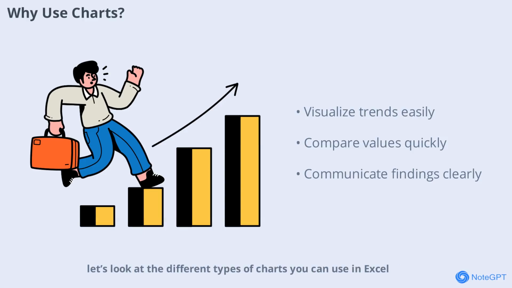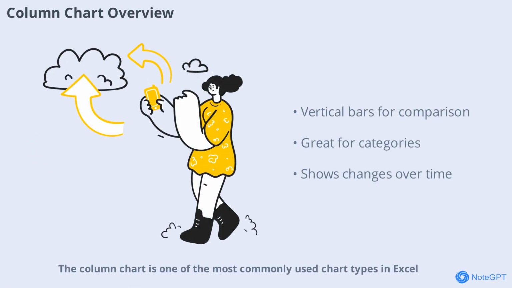Now, let's look at the different types of charts you can use in Excel. Column chart is one of the most commonly used chart types in Excel. It displays data as vertical bars, making it easy to compare values across different categories. For example, you might use a column chart to show sales figures for different products or months. The height of each bar represents the value, so you can quickly see which category is the highest or lowest. Column charts are ideal for showing changes over time or comparing items side by side.